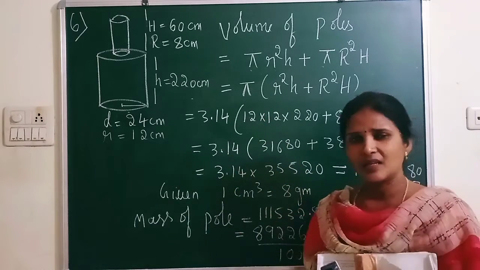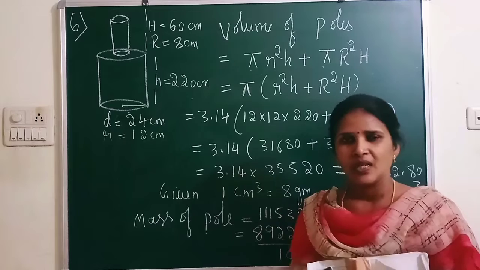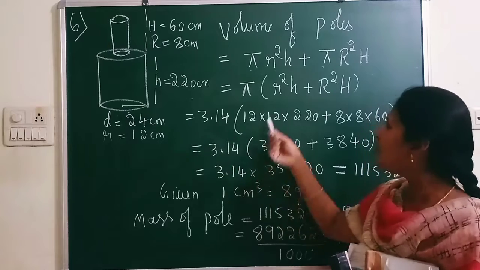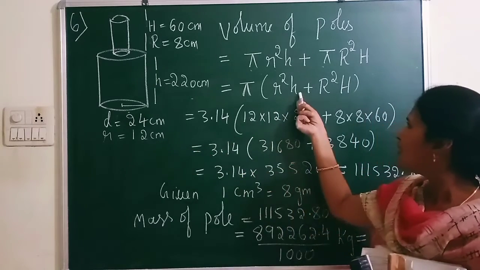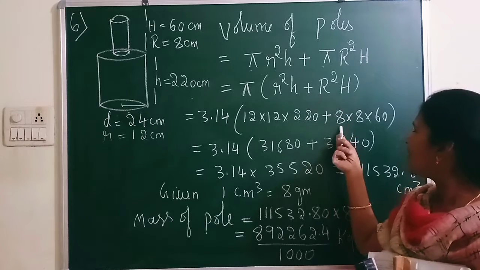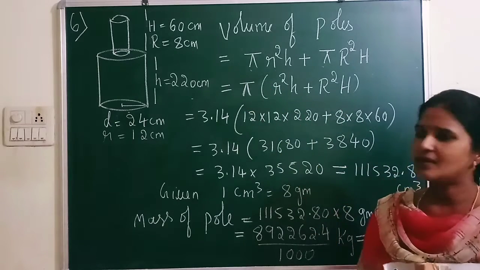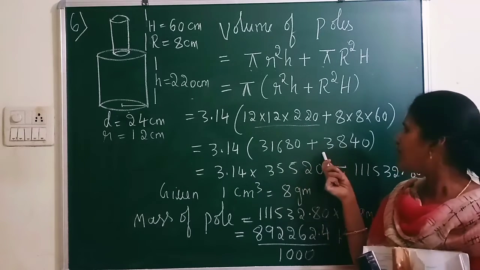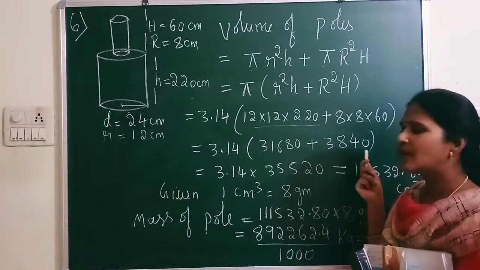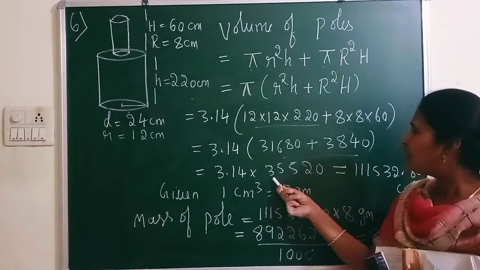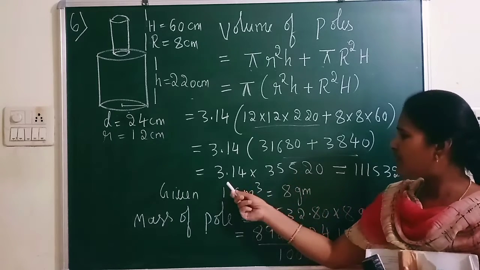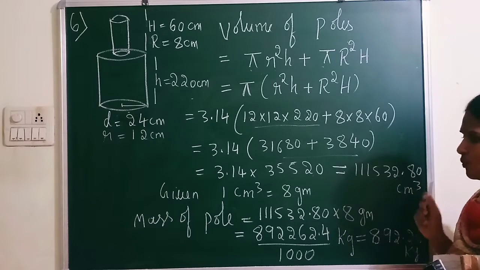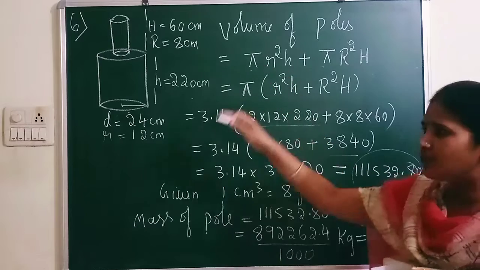So write pi is given in the bracket, use 3.14. If we mention use 3.14, you have to use what he has mentioned, 3.14, and small r is 12 into 12, small h is 220 plus capital R is 8 into 8 and capital H is 60. Now multiply all this: 12 into 12 into 220 you get 31680 plus 8 into 8 into 60 is 3840. Add these two we get 35520 and multiply with 3.14 we get 111532.80 centimeter cube. So this is the volume of the full pole.